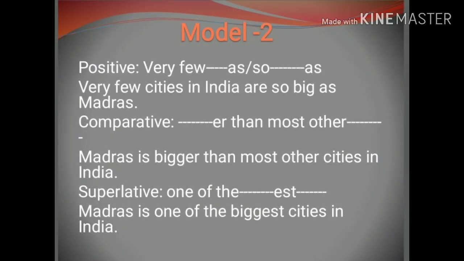Model number 2. Positive degree starts with very few and adjective should be in between as or so as. For example, very few cities in India are so big as Madras. In comparative degree, adjective plus ER than most other or many other is observed. For example, Madras is bigger than most other cities in India or many other cities in India.